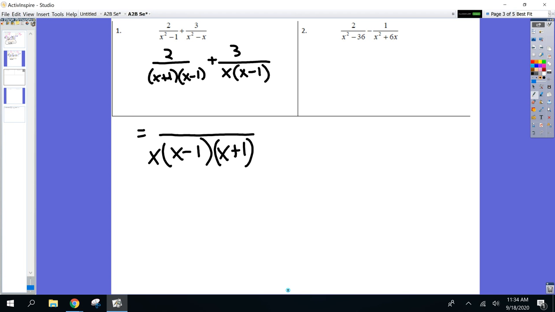The steps from here are the same as yesterday now. Take that fraction on the left. Ready? And multiply it by the common denominator: x, x minus 1, and x plus 1. And you guys just got to figure out, like we did yesterday, what's left on top. Cross out the denominator and numerators and tell me what's left on top.